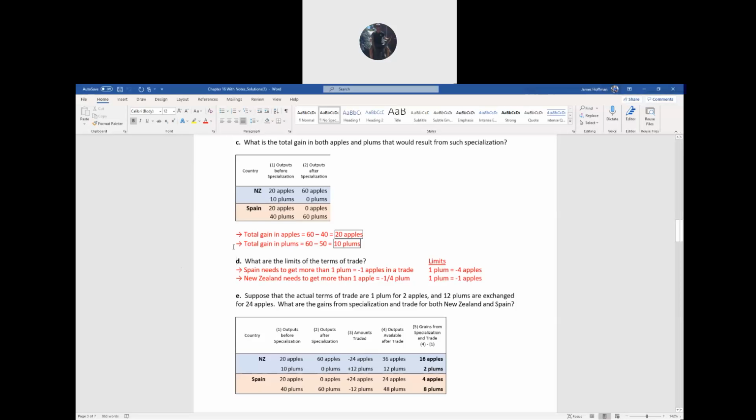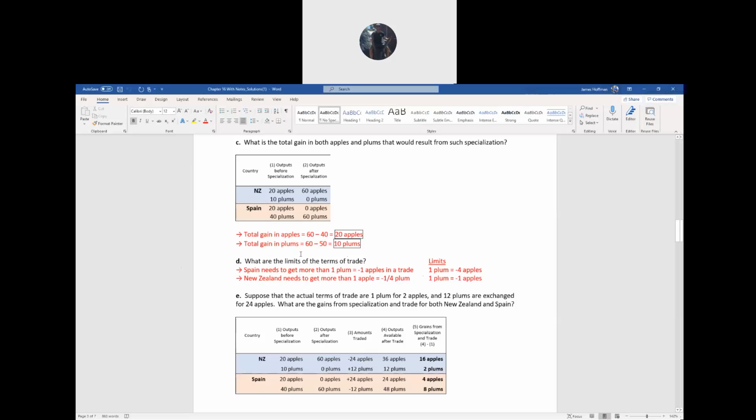Part D. Okay, so in this part you have to determine what the limits of the trade are, and then you can see what exchange rate benefits both countries. So the limits of the terms of trade, you can look at this in terms of one plum equals something, or you could look at it in apples. It doesn't really matter as long as you specify it correctly. I think here I specified it in terms of one plum for both countries, but let me show you how you get this.